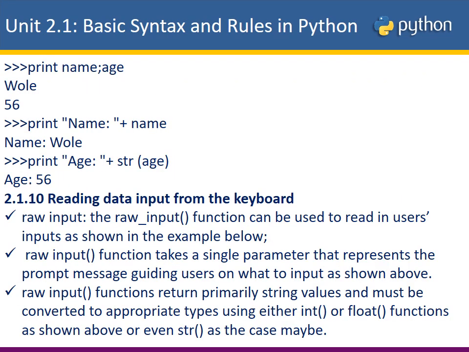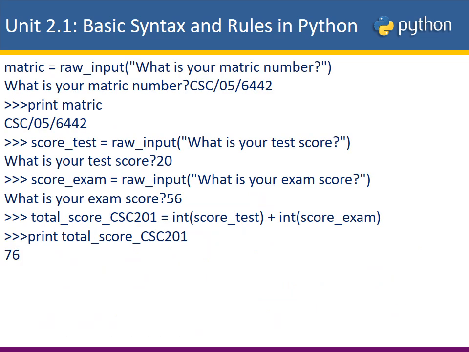As well, the raw_input function returns primarily string values, and must be converted to the appropriate type using either int or float. So the raw_input function always returns string values, and when it returns string values, they must be converted to the appropriate type you want, either the int or float function. So we see the example below. It can even be the string function, as the case may be.